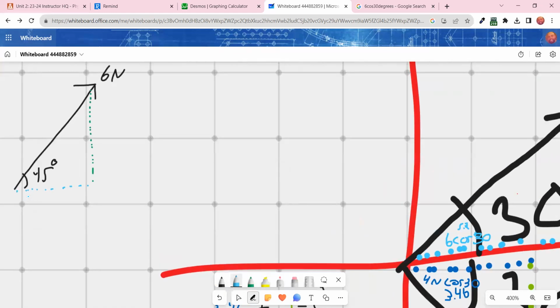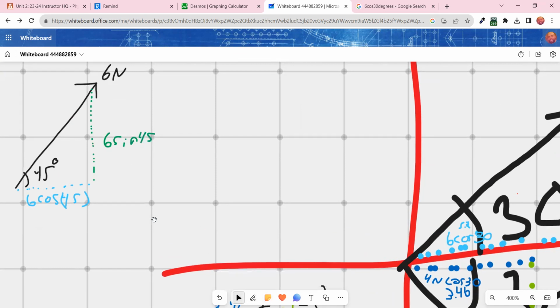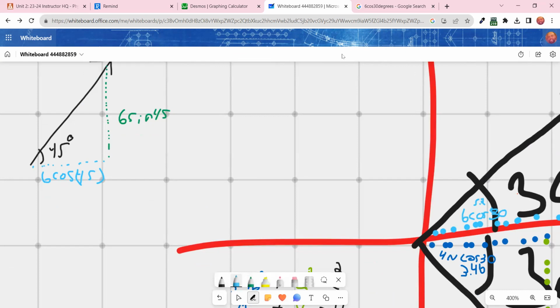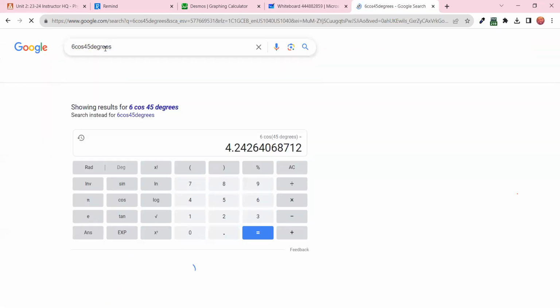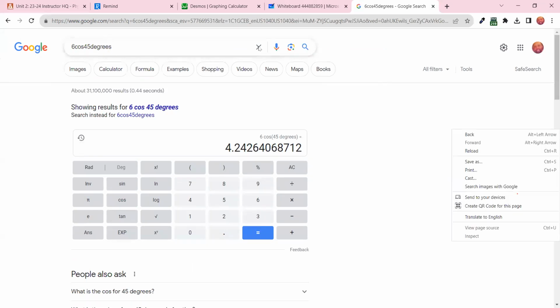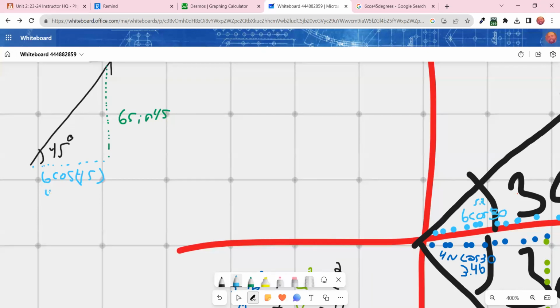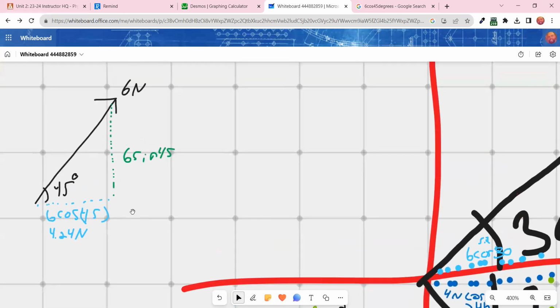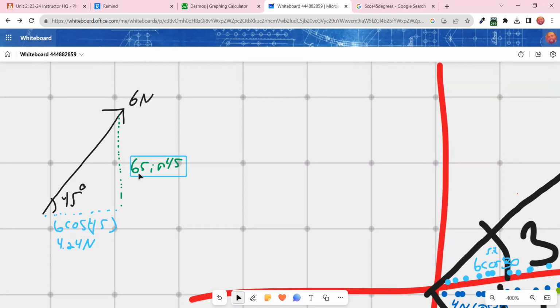What's the equation for the x-axis? 6 cosine 45. And this is going to be 6 sine 45. 6 cosine 45 is about 4.24 newtons. Now, without doing any math in your calculator, could someone tell me what 6 sine 45 is?